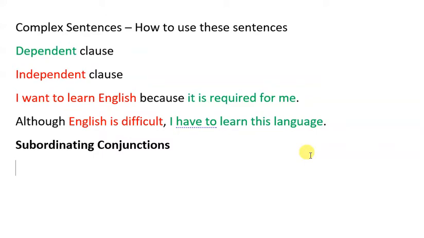Okay, so subordinating conjunctions we use when there is at least one dependent clause. So I just write down the first subordinating conjunction: when. Now I will write some definitions and examples here. Okay, so let's see.